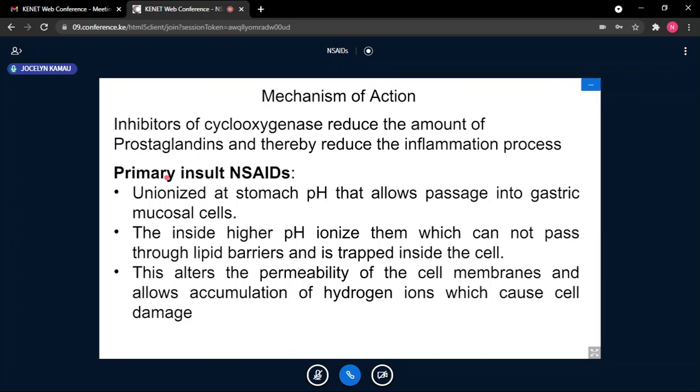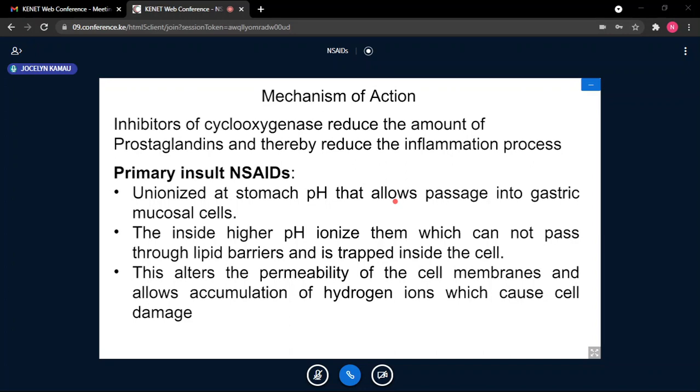So we are looking at the mechanism of action, and we have understood it. Inhibitors of cyclooxygenase reduce the amount of prostaglandins and thereby reduce the inflammation process. Now, what are the main side effects? What are the reasons for quite some of the main side effects? One, of course, is gastric irritation. How does gastric irritation occur?